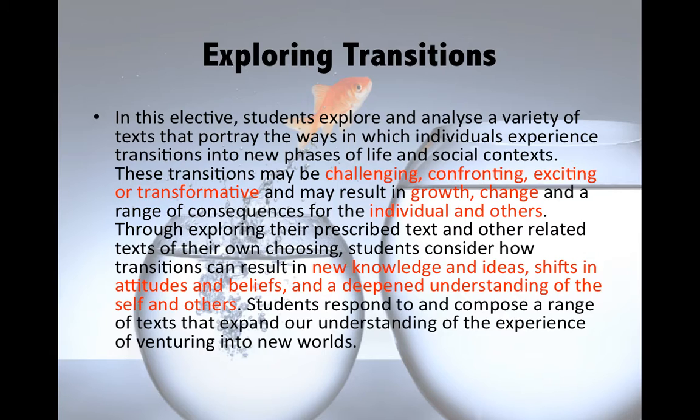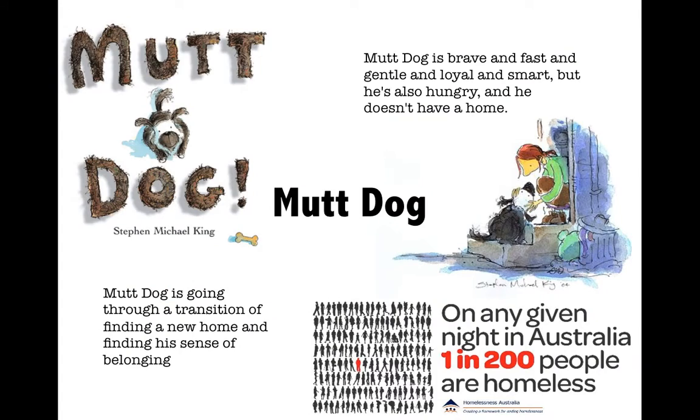As you can see, I've just gone through and highlighted what I think is most important and most notable. As we move into this module, and in particular Elective 2, we begin to explore the idea of transitions as a whole. These transitions, as stated, you can see, may be challenging, confronting, exciting, or transformative. The text Mutt Dog, although written for children, delves into the complex social issue of homelessness. This is the topic relevant to the text's social and political context as it was published in 2004, and homelessness continues to be a challenging issue prevalent in our society today.